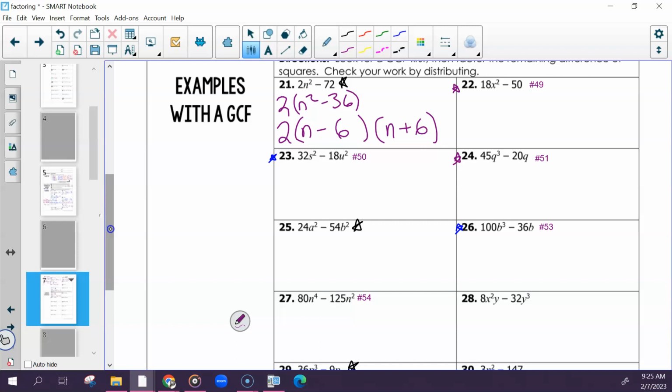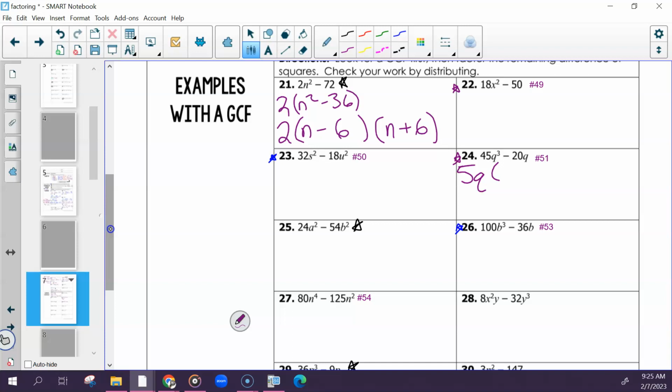Yes, we can take out a 5. Anything else? Yes. Anything else they have in common? 2. So if we take out 5 cubed, what's left?